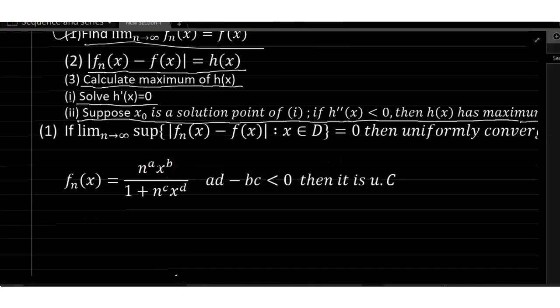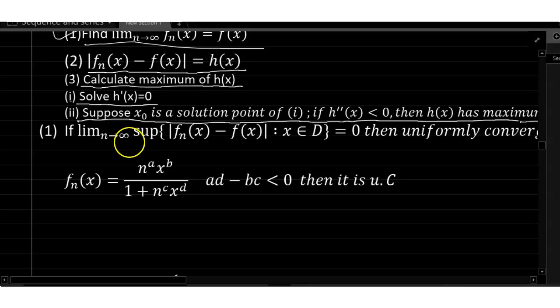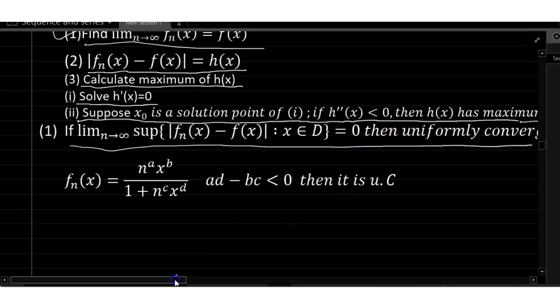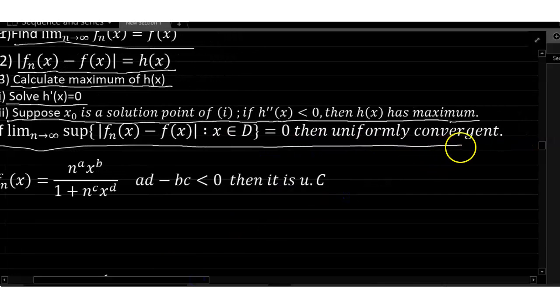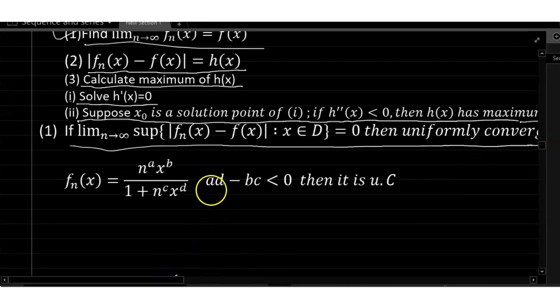So friends, if the limit as n tends to infinity of the supremum of |fn(x) - f(x)| for x tending to 0 equals 0, then it is uniformly convergent. So friends, I just discussed the procedure: how can we find out whether the function is uniformly convergent or not? This is the meaning of that.